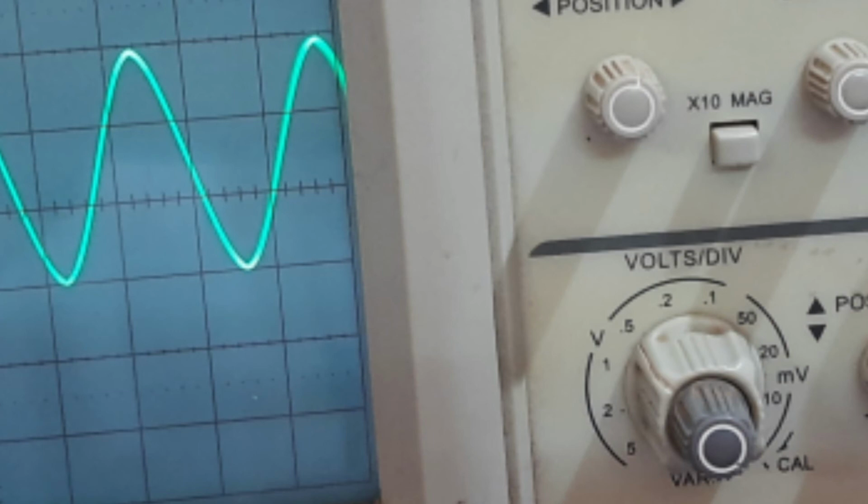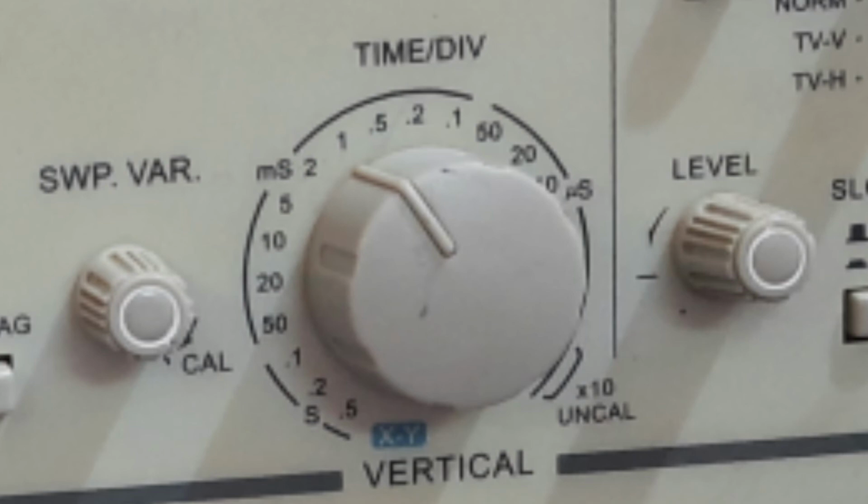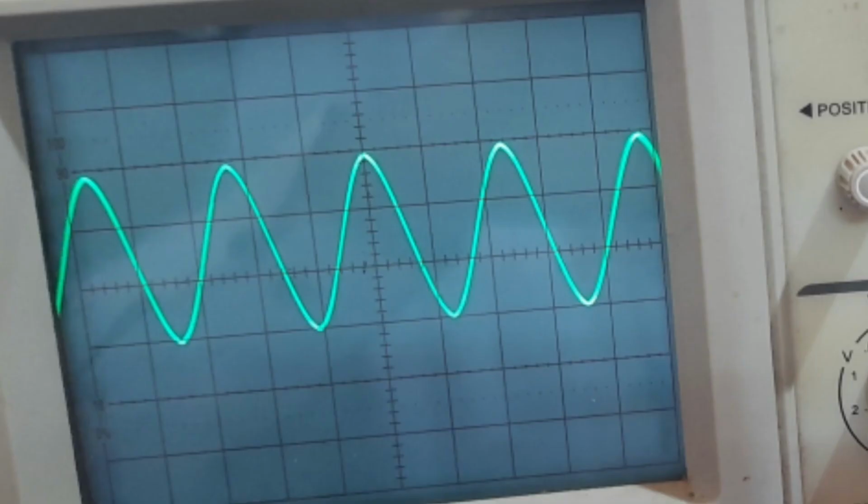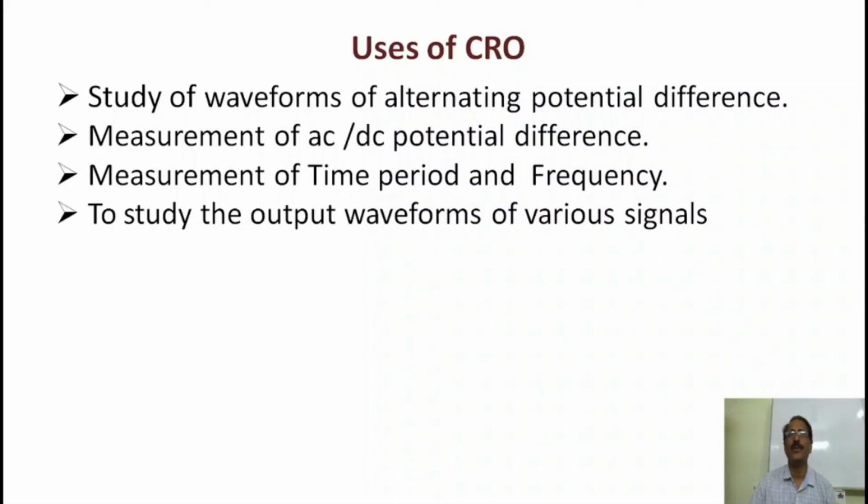For the measurement of period, time per division is multiplied with number of divisions per cycle, that is consecutive peak separation. Then reciprocal of time period gives frequency of the signal. CRO can also be used to study the output waveforms of various signals. In the medical field, CRO have wide applications, that is for displaying heartbeat rates, nervous reactions, etc.